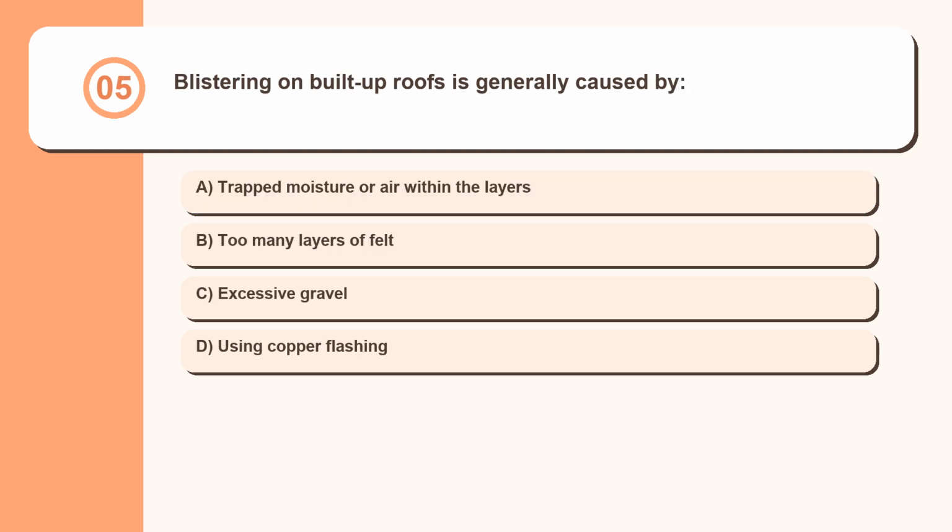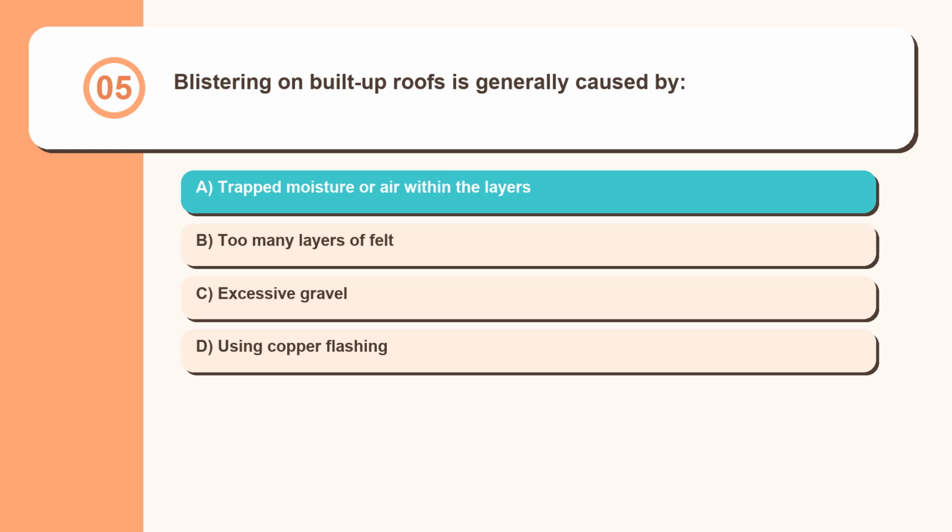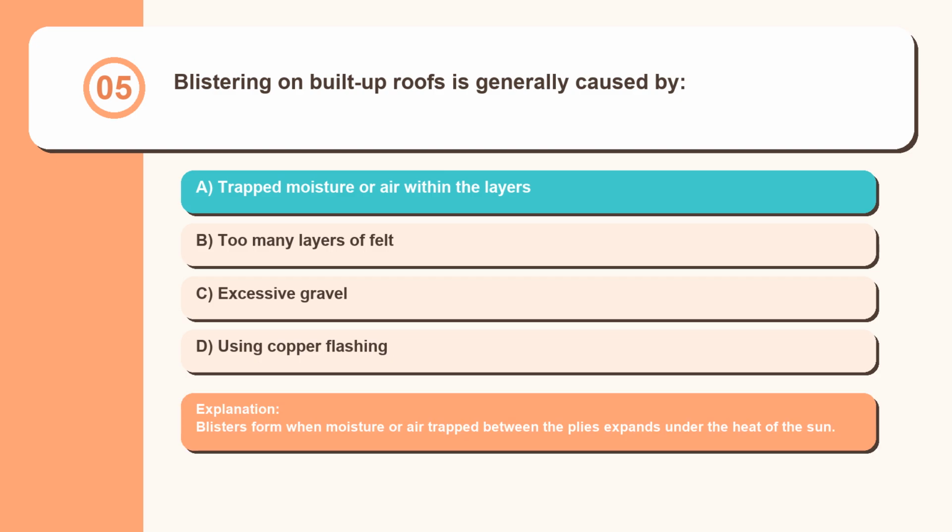Question 5. Blistering on built-up roofs is generally caused by trapped moisture or air within the layers, too many layers of felt, excessive gravel, using copper flashing. Blisters form when moisture or air trapped between the plies expands under the heat of the sun.